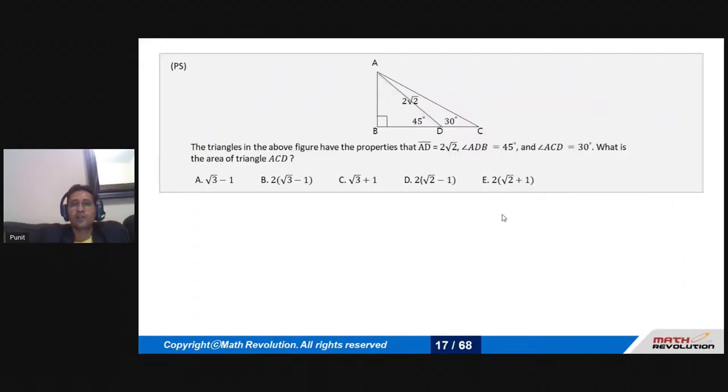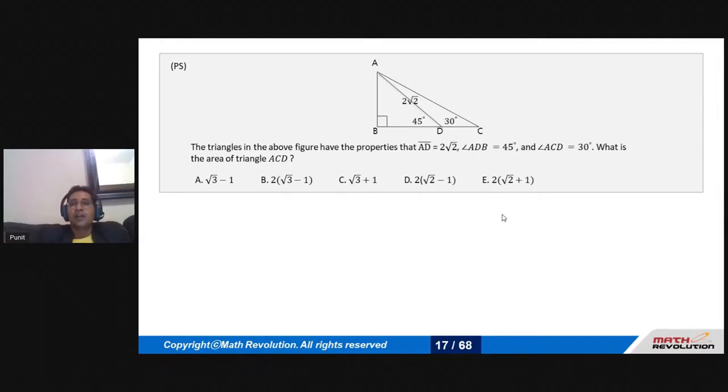Let's talk about one of the questions where we could apply this property. The triangle in the above figure has the properties that AD is equal to 2 root 2. Angle ADB is 45. So this triangle is 45, 45, 90, in which the hypotenuse is already 2 root 2. So AB and BD should be 2, because the ratio happens to be 1 is to 1 is to root 2. See, this is what happens when you get to know one piece of information, you automatically solve for AB and BD.